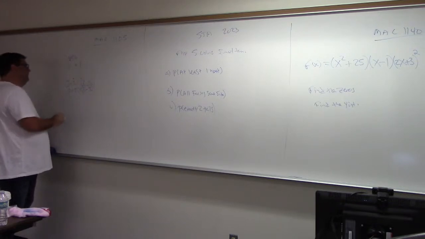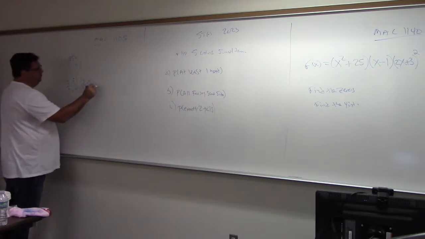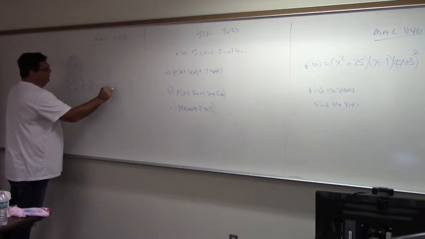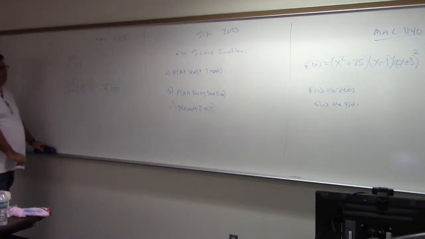Emily, why did you know that? I don't know. Bottom is 4 minus 25i squared. That's the difference of 2 squares.